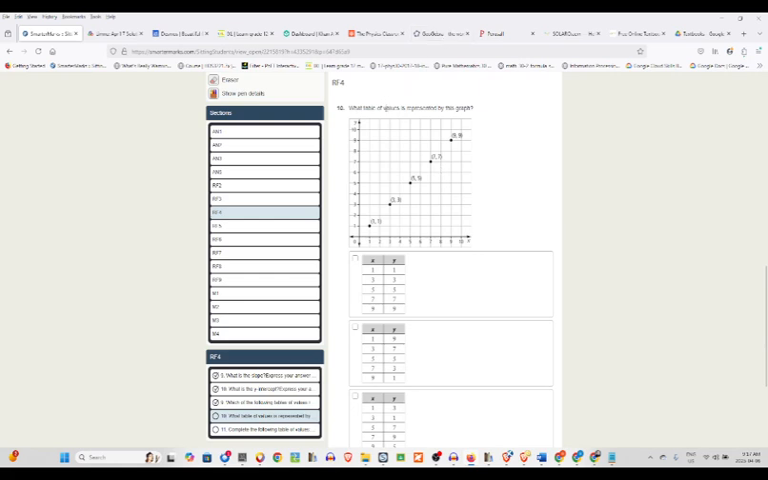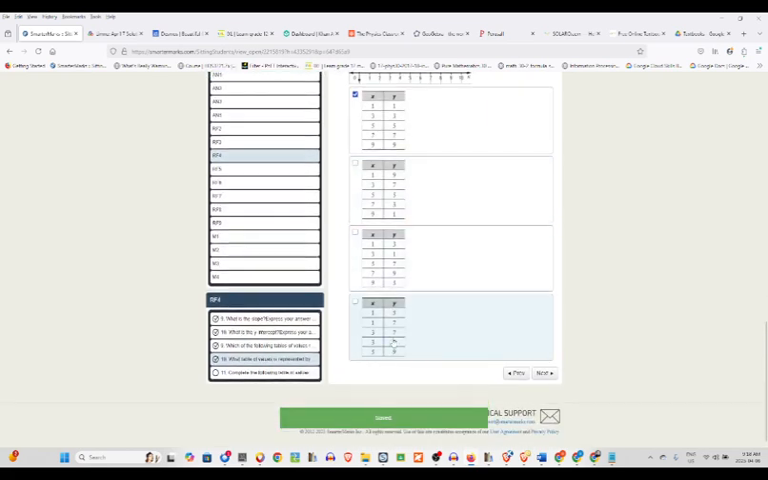So what table of values is represented by this graph? This is the y equals x line. X and y are always going to be the same. That looks like it was A here as well.